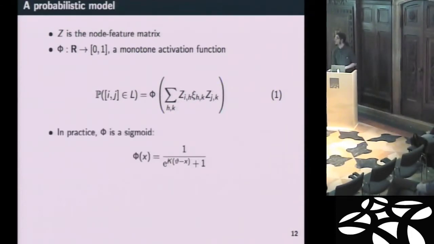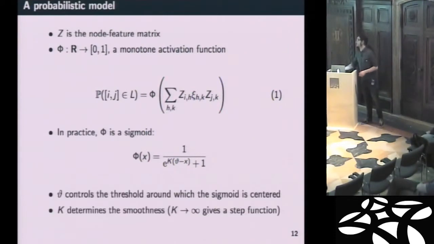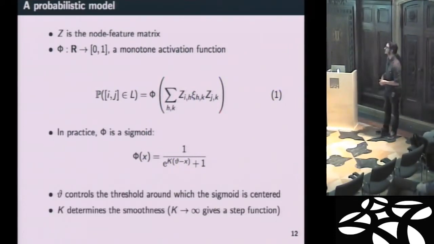Now, this activation function in practice will be a sigmoid with parameters theta and k, where theta is the center of the sigmoid, while k determines the smoothness, so how rapidly it goes from 0 to 1. And please note that for k to infinity, we get a step function, so a deterministic model. This will be useful later.